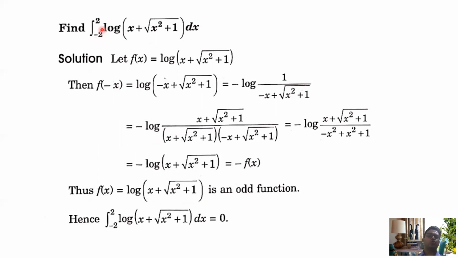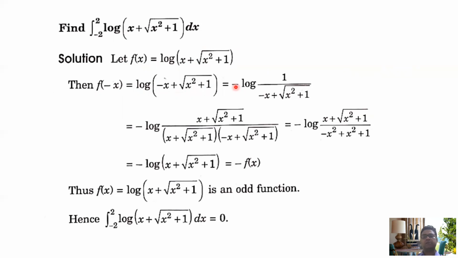Find minus 2 to 2 log of x plus root under x square plus 1. Let f(x) equals to log of x plus root under x square plus 1. f of minus x is equals to log of minus x plus root under x square plus 1.